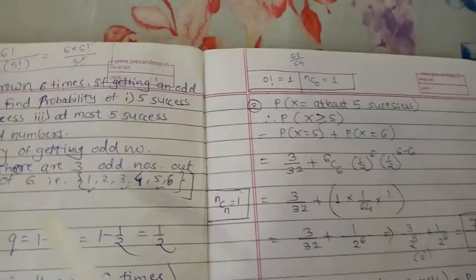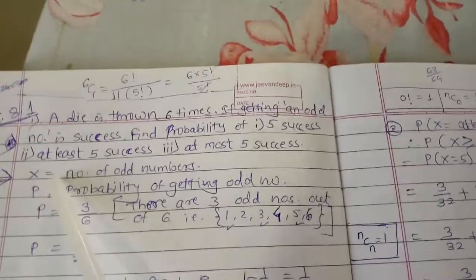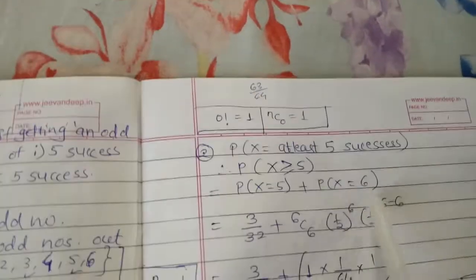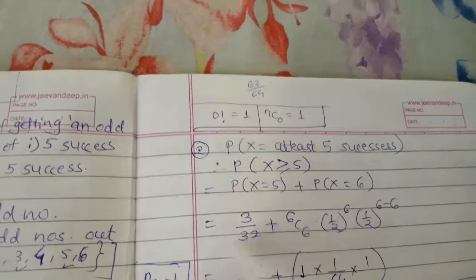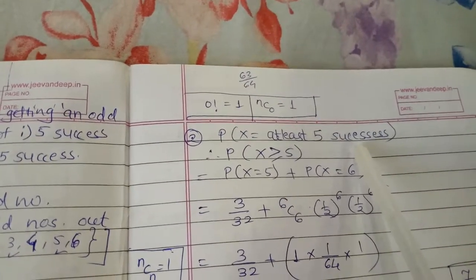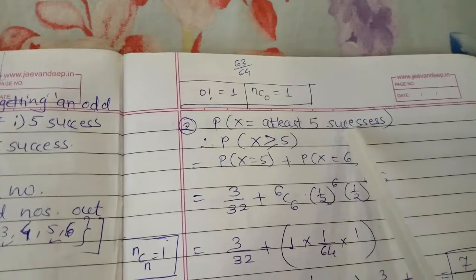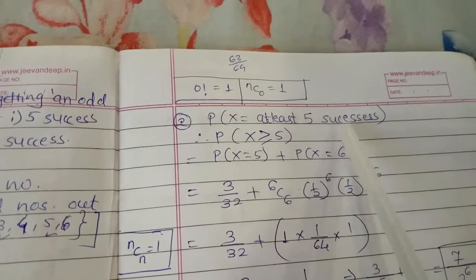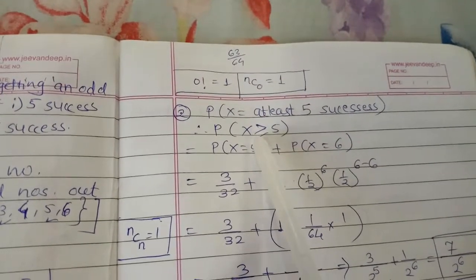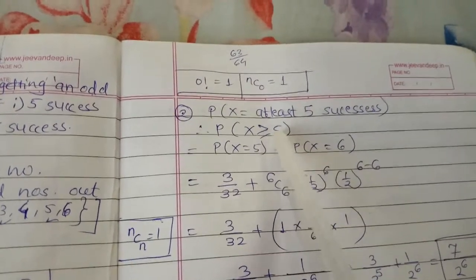Now from the same example, the second question is at least 5 success. So at least 5 means not less than 5. It will be easy if it is greater than 5. At least 5 means हमें कम से कम 5 सक्सेस चाहिए, 5 से नीचे सक्सेस नहीं चाहिए. 5 से ज़्यादा होंगे तो भी चल सकता है. So here we have to write down that is x is greater than equals to 5.